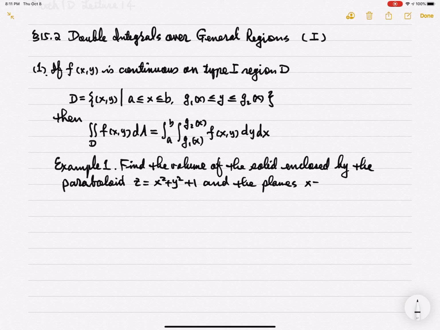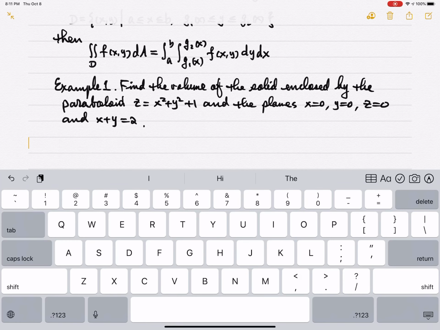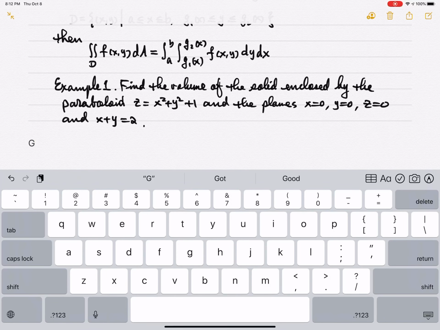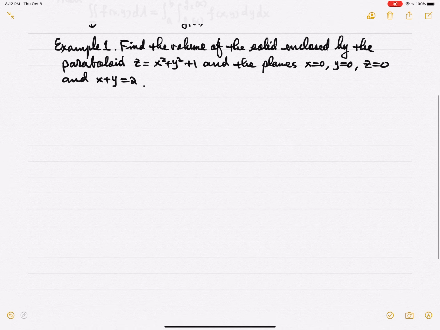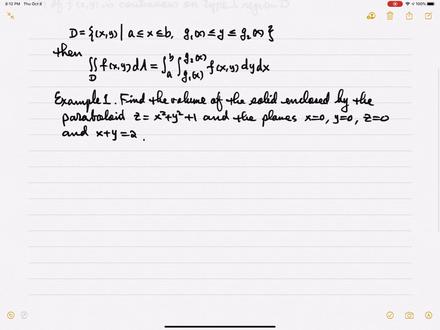x equal to 0. x equal to 0 is a vertical plane. y equal to 0 is a vertical plane, and z equal to 0 is a horizontal plane, and we have x plus y equal to 2. So this again is a vertical plane. Now, if you want to find a volume, let's look at what the solid looks like.